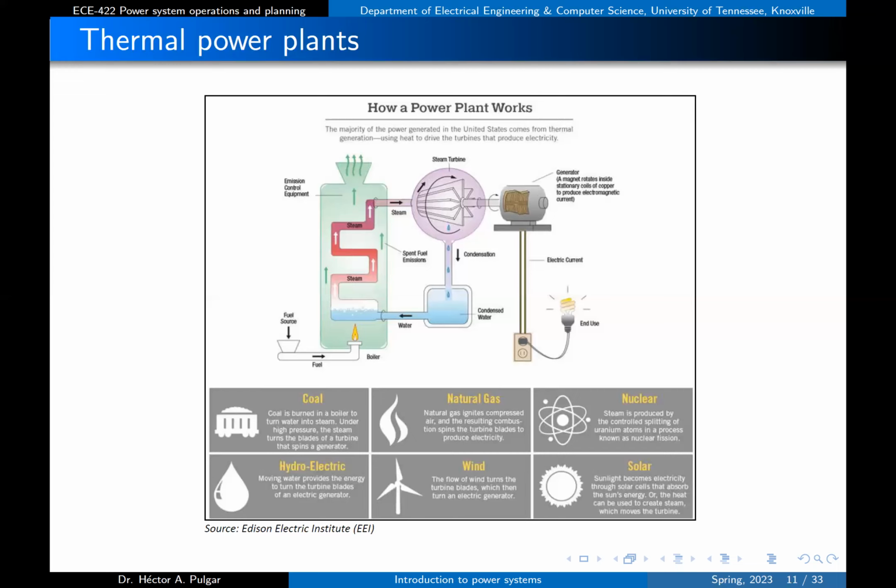And here you have other types. These may be a little bit different, like natural gas, because with natural gas you don't use it to convert water into steam, but you burn the gas. The exhaust gases come out at high pressure and high temperature, and those move the turbine. So that's a little bit deep.